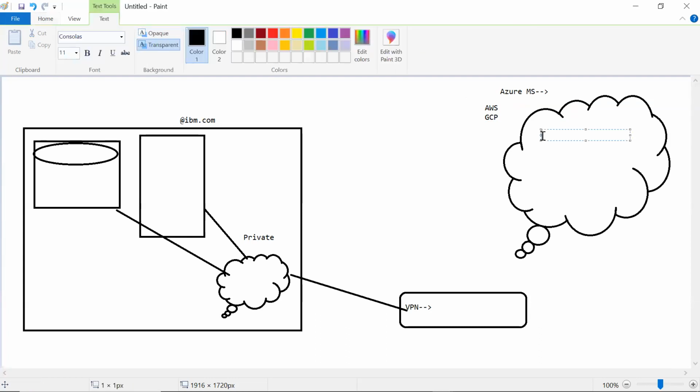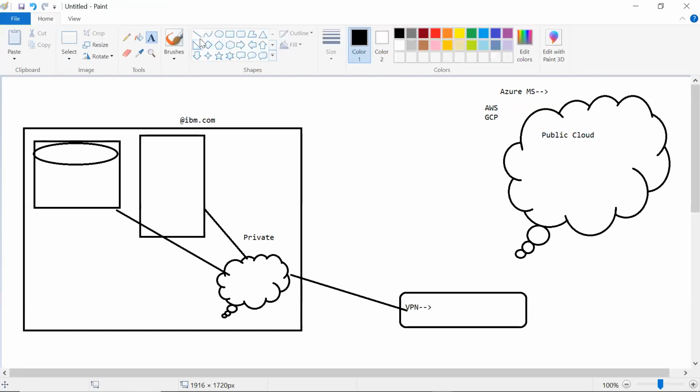Okay, so this is what we call public cloud. Anyone can go, anyone can purchase this. Yes, definitely here also there is security. That doesn't mean you don't have VPN and all. What is the security? What is the firewall? All this we are going to discuss in our regular class.